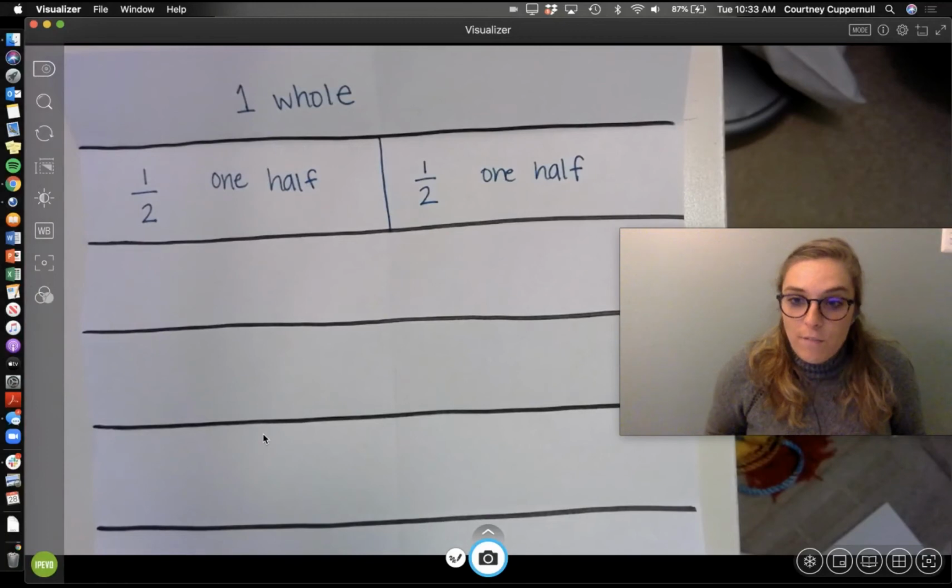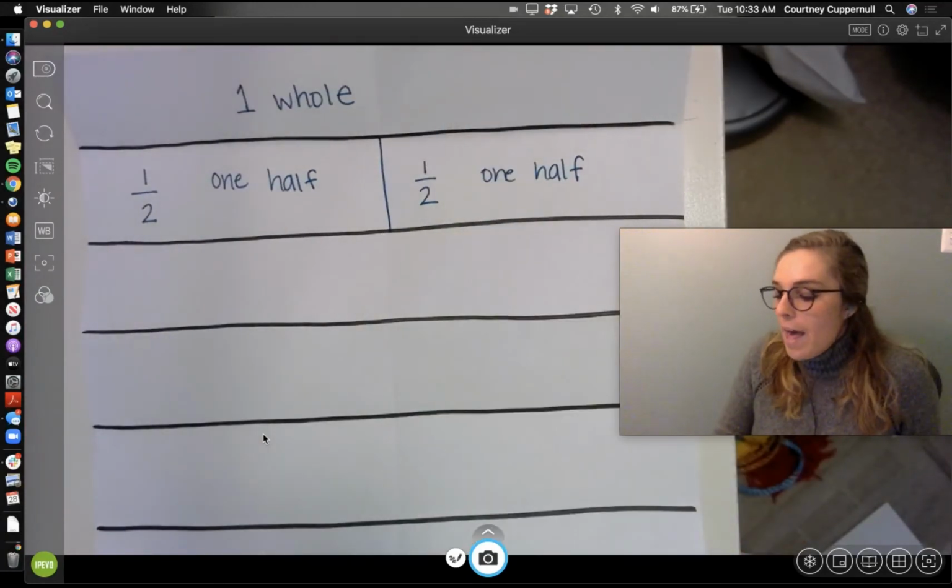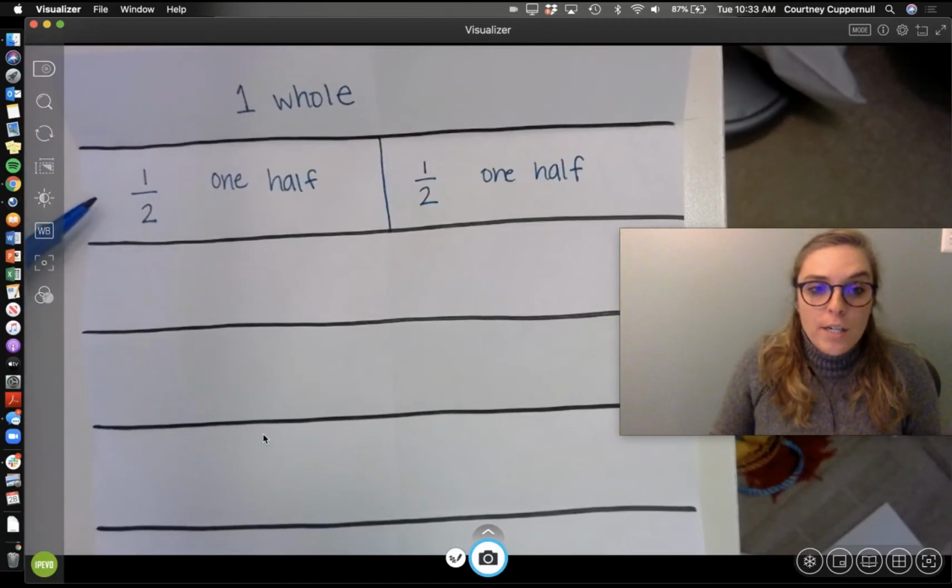If you finish early and you have your coloring supplies, you can color your whole one color. Like maybe I would color this red. Maybe I color my halves orange. Totally up to you.